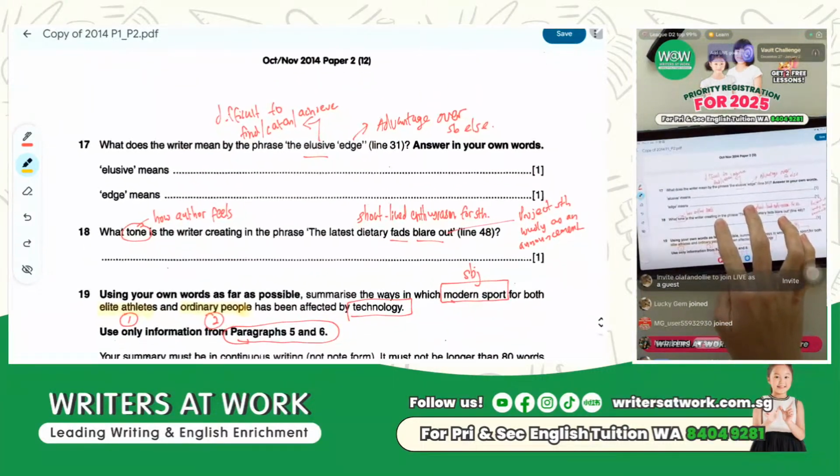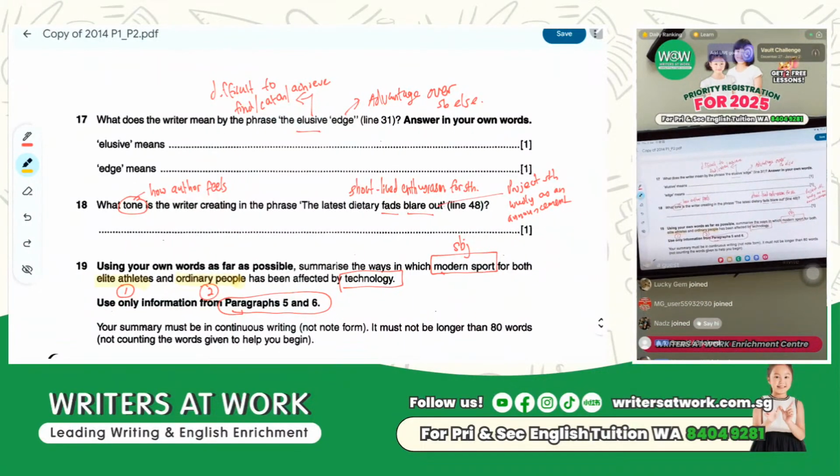Okay, moving on. Let's take a look at question number 17 now. Okay, so question 17 asks you, what does the writer mean by the phrase elusive edge? Okay, for this question here, it's also a language use question. So the focus is on how you define the two words. Okay, so I'll say that if your vocabulary bank is not so strong, then it will not be possible.